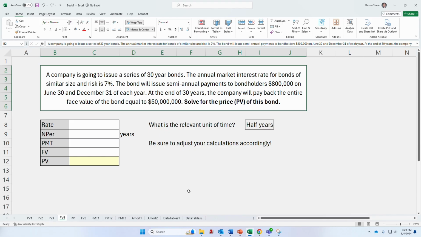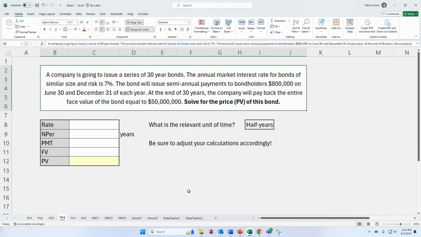Essentially, bonds are just a huge loan that has been chopped into many little pieces that debt investors can purchase. The issuing company will make periodic payments, usually twice a year, and then pay back a stated face value at the end of the bond's term. Let's read the problem carefully.